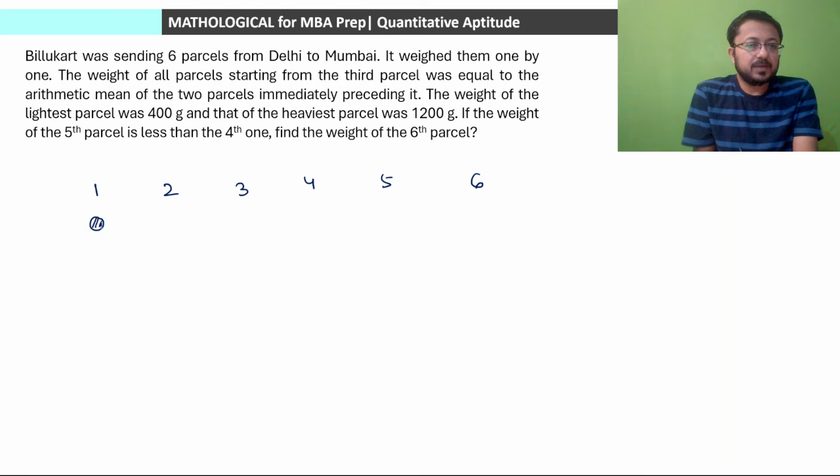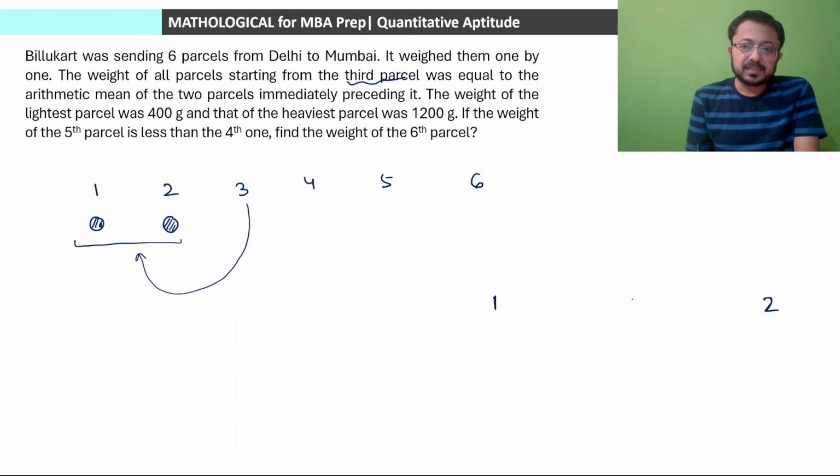There must be some weight of first parcel and second parcel का भी कुछ weight होगा. Starting with the third parcel, the weight of the third parcel is equal to arithmetic mean of the 2 parcels preceding it. Okay, so if this is the weight of the first parcel, this is the weight of the second parcel on some scale, then weight of the third parcel, since that is the average of first and second parcel, will be somewhere in the middle, exactly in the middle.